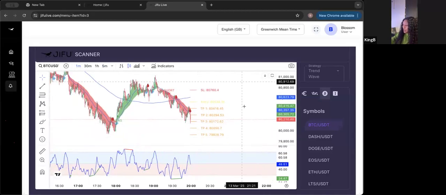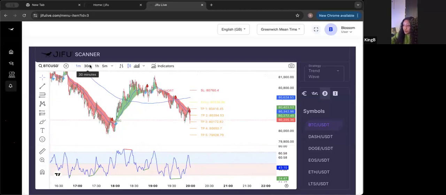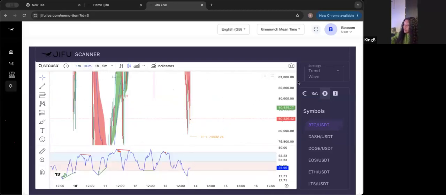Now, this short, guys, look at that. It has done how many TPs? Let's not look at the TPs first. Let's go and confirm it first, because that can confuse you. On 30 minutes, what is it saying?